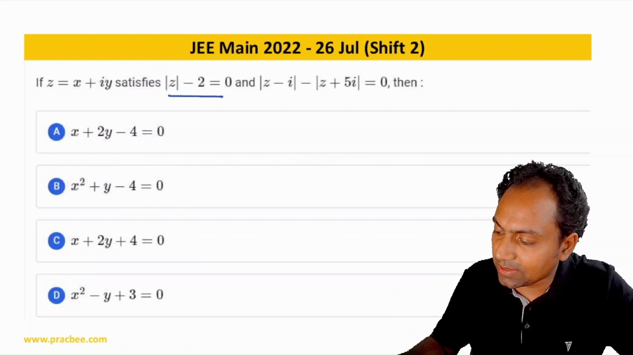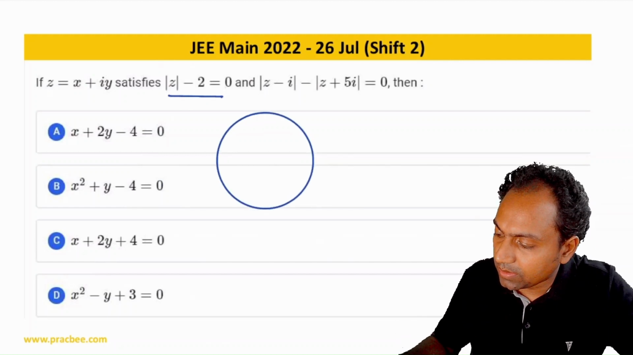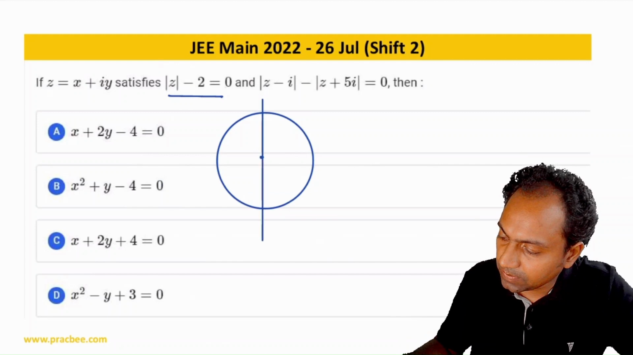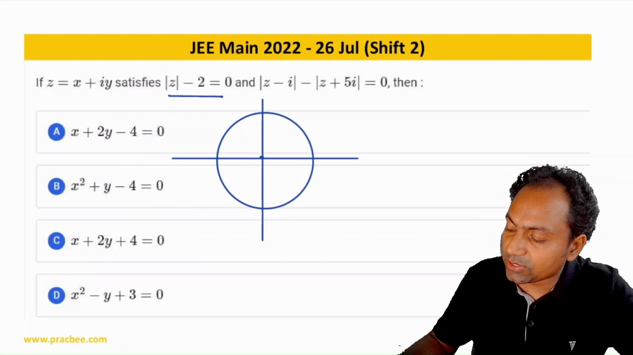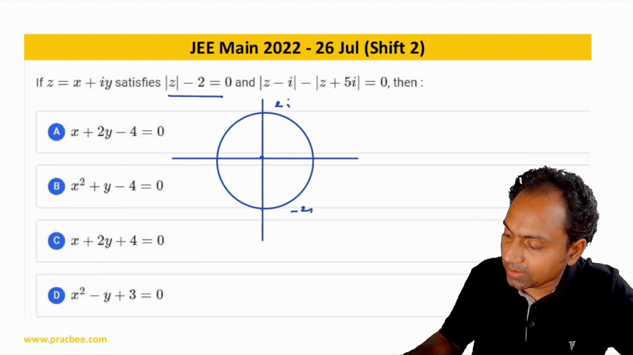So one is this circle. If I draw this circle, it is a circle whose center is at origin. So my axis will pass something like this and like this. And the radius of this circle is 2. So this point becomes 2i. This point becomes minus 2i.